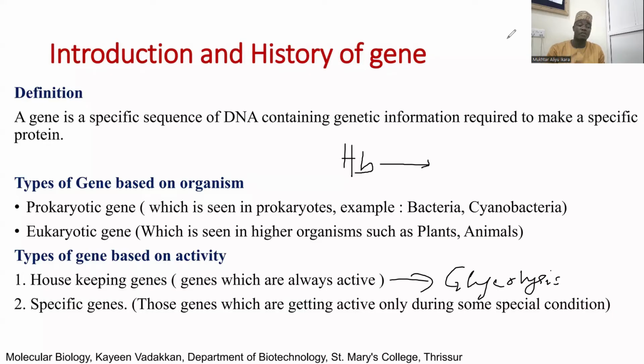And then apart from housekeeping genes, we also have specific genes. Specific genes are those genes that are produced only when they are needed. We have such kinds of genes in our body, so we call them specific genes. We only express them when our body is in need of them. Housekeeping genes are those genes that we need all the time. So these are the types of genes according to their activity.